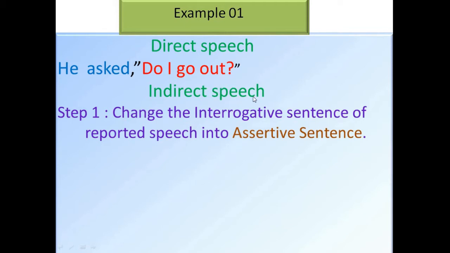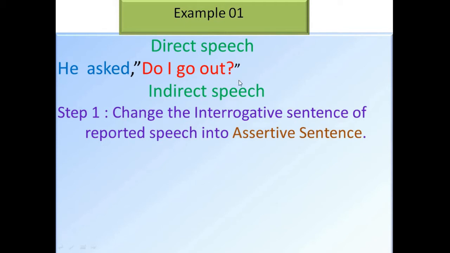Indirect speech. Step by step, I am going to tell you how to change direct speech to indirect speech in interrogative sentences. Step 1: Change the interrogative sentence of reported speech into an assertive sentence. It is the first step, and we have to do it first. It is the easy method to change direct speech to indirect speech in interrogative sentences.